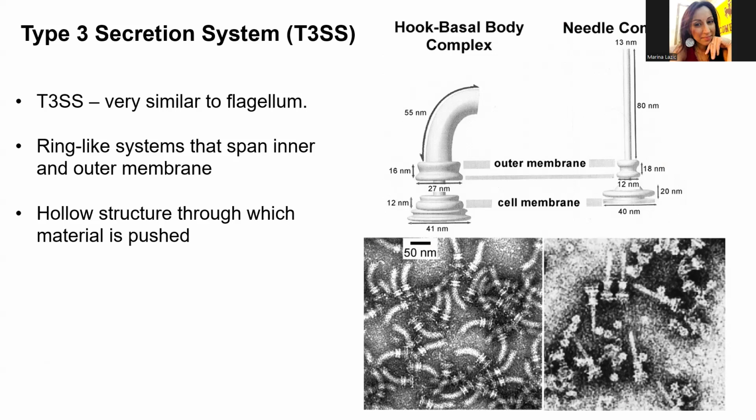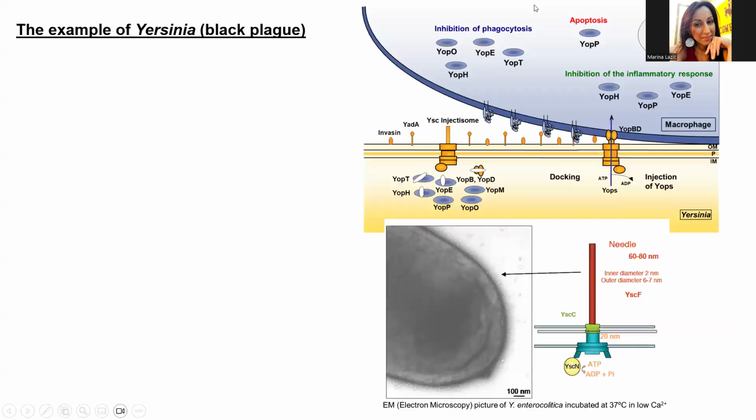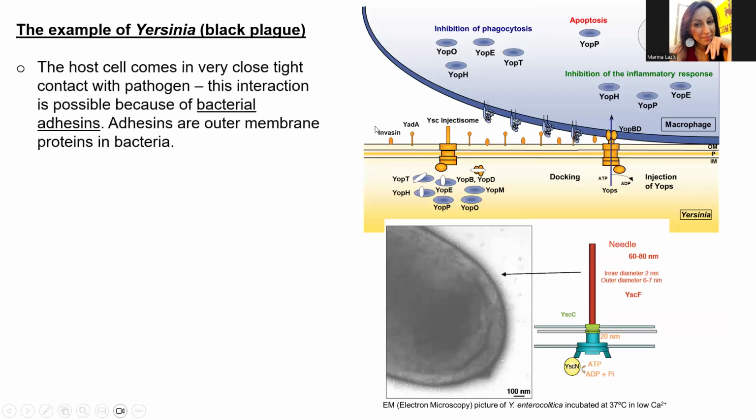But one of the differences, except that it's used for different purposes, is that flagellum is using proton motive force for movement, and this one is using ATP hydrolysis, which means it has some ATPase machinery associated. The example is proteins that are injected from Yersinia. It's the black plague. So this is a very simple mechanism compared to what we discussed. As you can see, there is an ATPase component in the inner membrane.